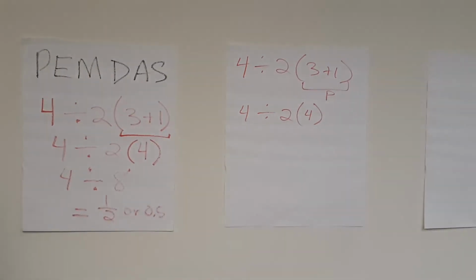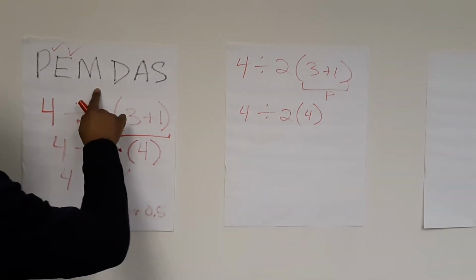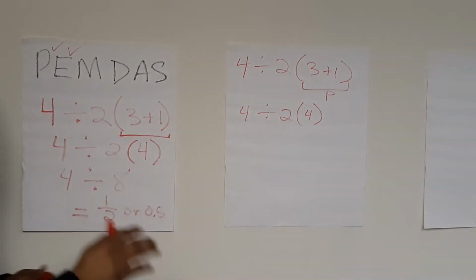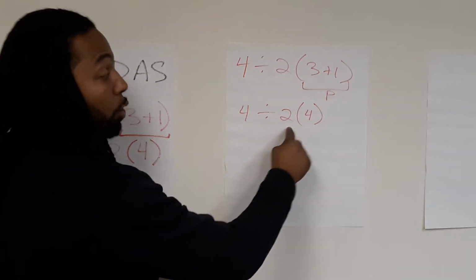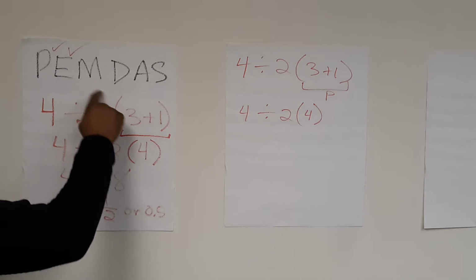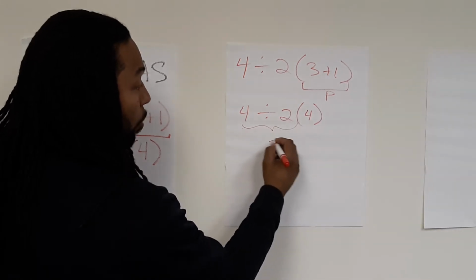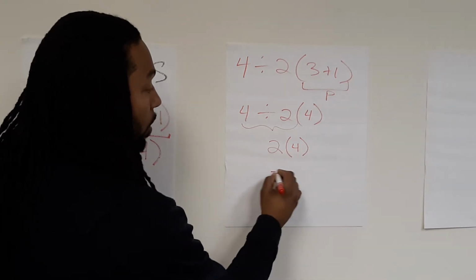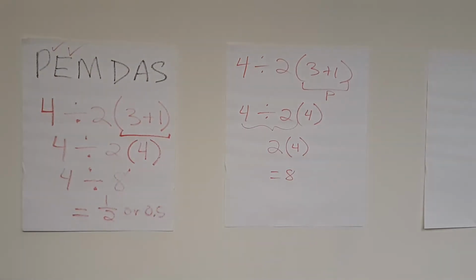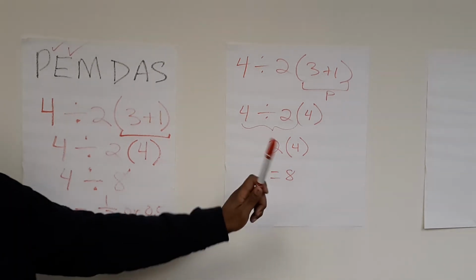So now when I do this problem, I've done my parentheses. There's no exponents. I look at multiplication or division, whichever comes first, left to right. So if I read my problem, I have 4 divided by 2 times 4. So the first operation that comes in place is division. So this is actually 4 divided by 2, which is 2 times 4. 2 times 4 equals 8. So it's not 1/2. As you can see, you got very different answers. Both look correct, but this is actually the correct answer.